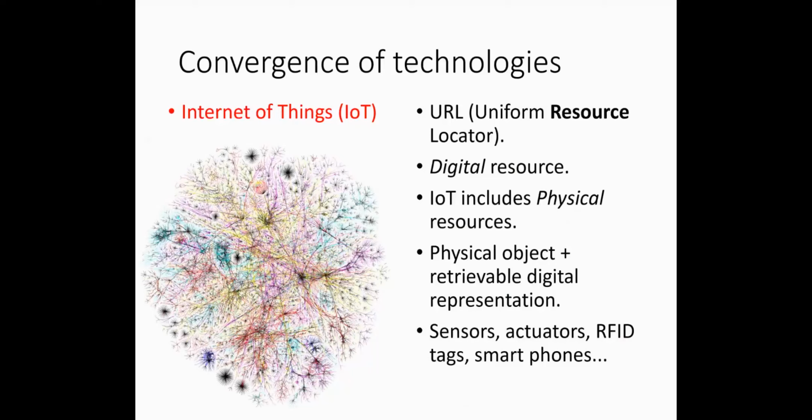So Internet of Things basically is like the regular internet, where in the regular internet, a uniform resource locator or URL gives you the location to a file or a computer located on the internet. But Internet of Things actually combines that with physical objects. So it combines physical objects with a retrievable digital representation of that physical object. Very often these are sensors, actuators, RFID tags, smartphones, etc.